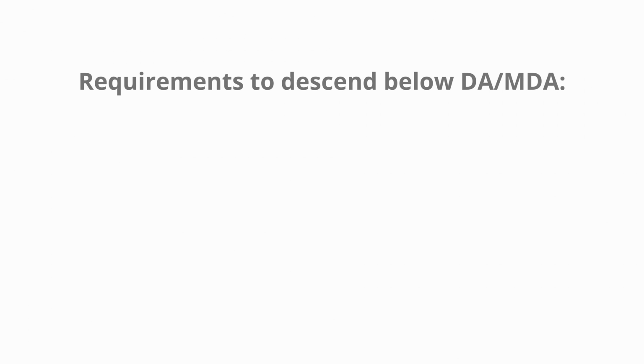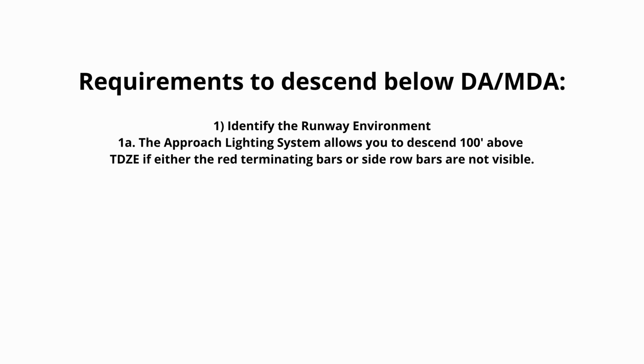One is that we've identified the runway environment. So to descend below MDA, a pilot must distinctly see and identify at least one specific visual reference within the runway environment. Now, if you only have the approach lighting system, such as the sequenced white flashers, you can only descend to 100 feet above touchdown zone elevation, and that is another reason why it's important to brief that in your approach. However, if you have the red terminating or side row bars, you can actually descend below 100 feet above touchdown zone elevation and land if you have the rest of these criteria met.